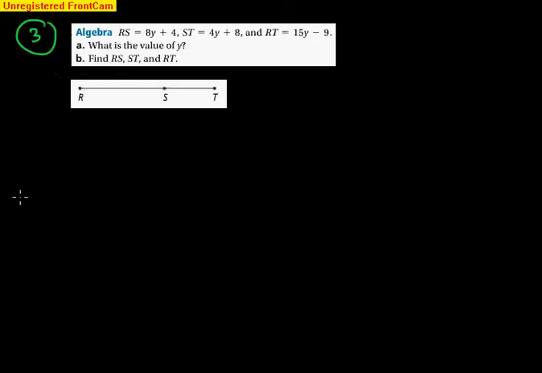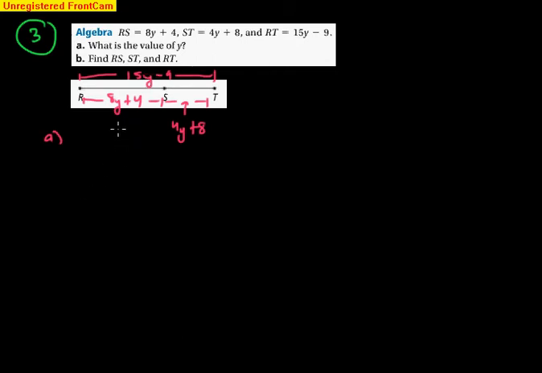Okay, so here's our next problem. It gives us the lengths of 3 segments, RS, ST, and RT. It wants us to find the value of y and then find the lengths of the 3 segments. Okay, so this is the picture. Why don't we first label our picture? So RS is 8y plus 4, from here to there. ST is 4y plus 8. And then the whole entire length, RT, is 15y minus 9. Again, I just like the visual from the picture.